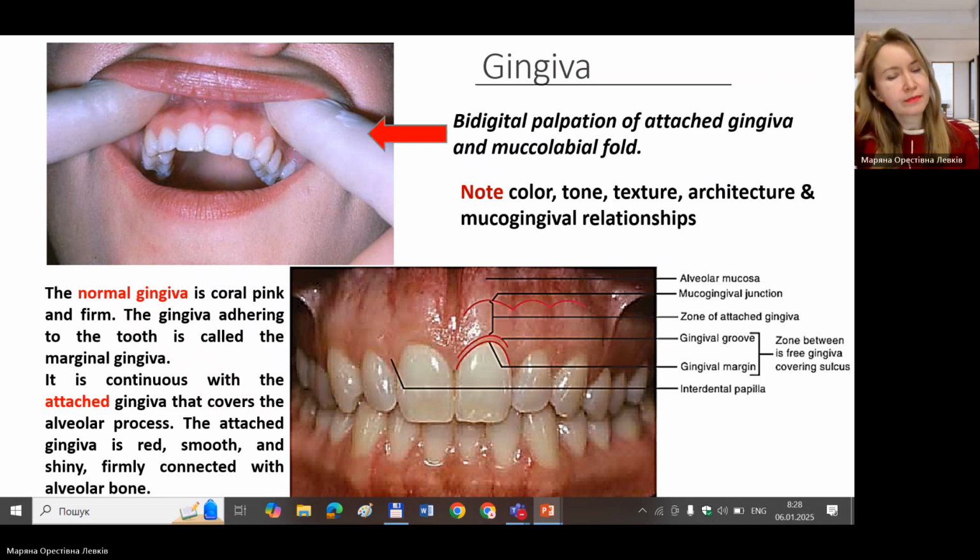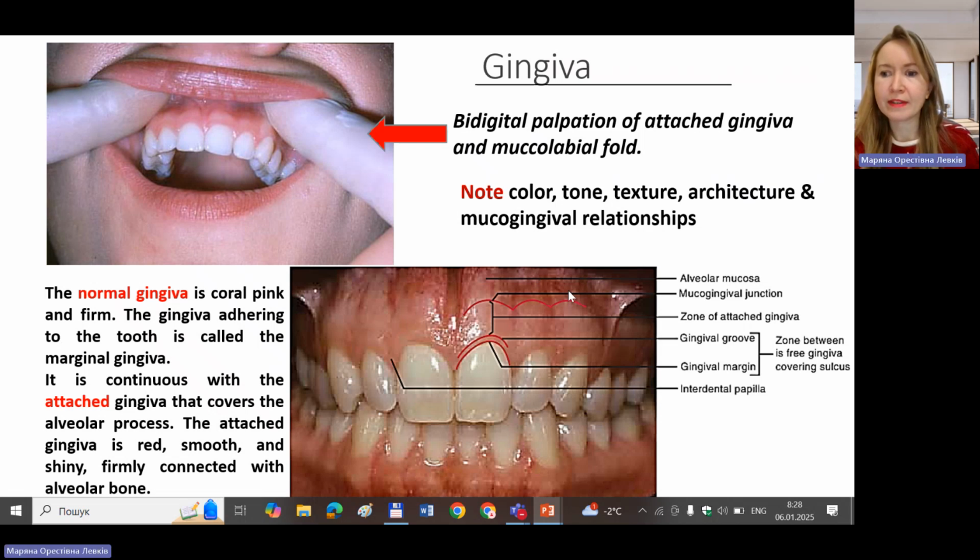Gingiva. The normal gingiva is coral pink and firm. The gingiva adherent to the tooth is called the marginal gingiva. It is continuous with the attached gingiva that covers the alveolar process. The attached gingiva is red, smooth, and shiny, firmly connected with alveolar bone.